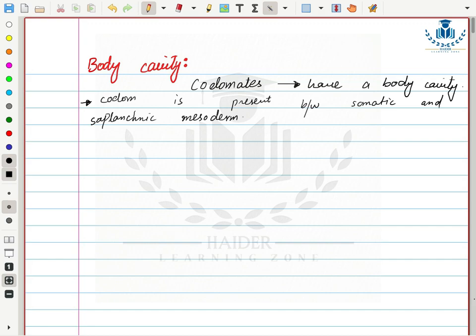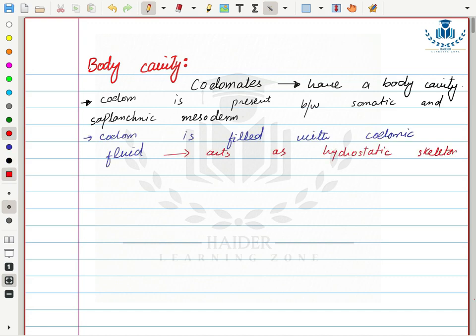When mesoderm splits into 2 layers, the space between those 2 layers, the cavity that develops, is called coelom. And the space between these 2 layers is filled with coelomic fluid. It is filled with fluid, and that fluid behaves as a hydrostatic skeleton. As you know that there are 3 kinds of skeleton: hydrostatic skeleton, endoskeleton, and exoskeleton. So in case of annelids, they have hydrostatic skeleton.